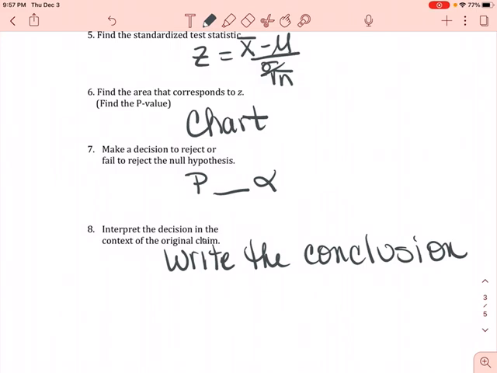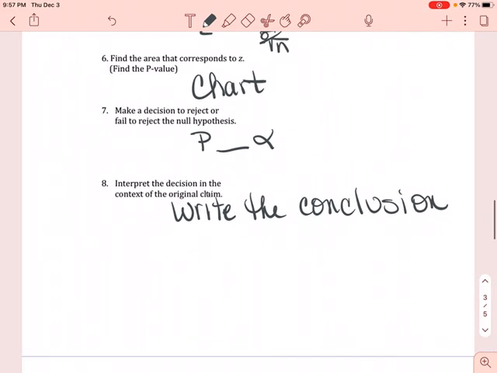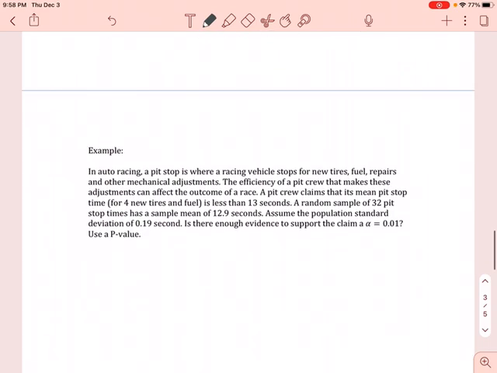All right, so we're actually going to do a problem. And it looks like this. I know there's a lot of words. Don't panic. In auto racing, a pit stop is where the racing vehicle stops for new tires, fuels, repairs, and other mechanical adjustments. The efficiency of the pit crew that makes these adjustments can affect the outcome of the race.